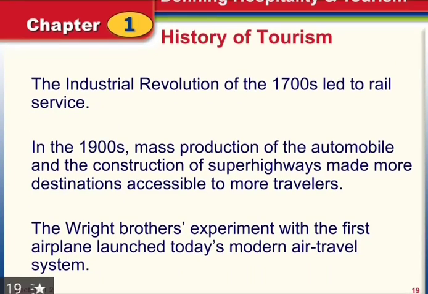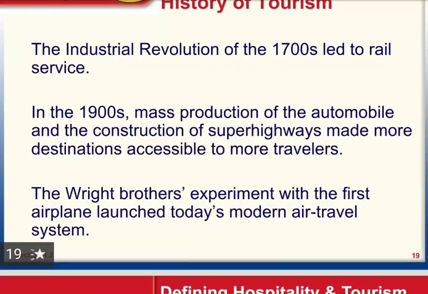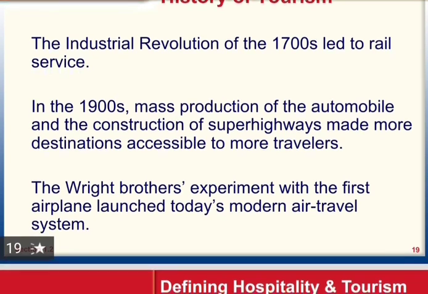The industrial revolution of the 1700s led to rail service. In the 1900s, mass production of the automobile and construction of superhighways made more destinations accessible to more travelers. So after 1700, rail services started. So it has made people's traveling easier.